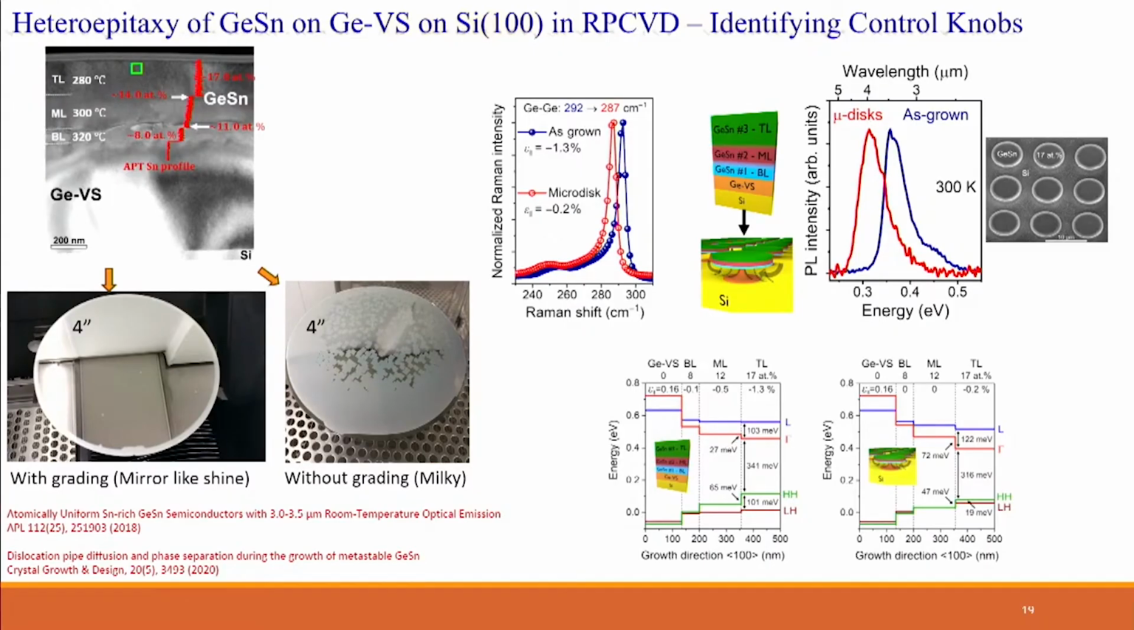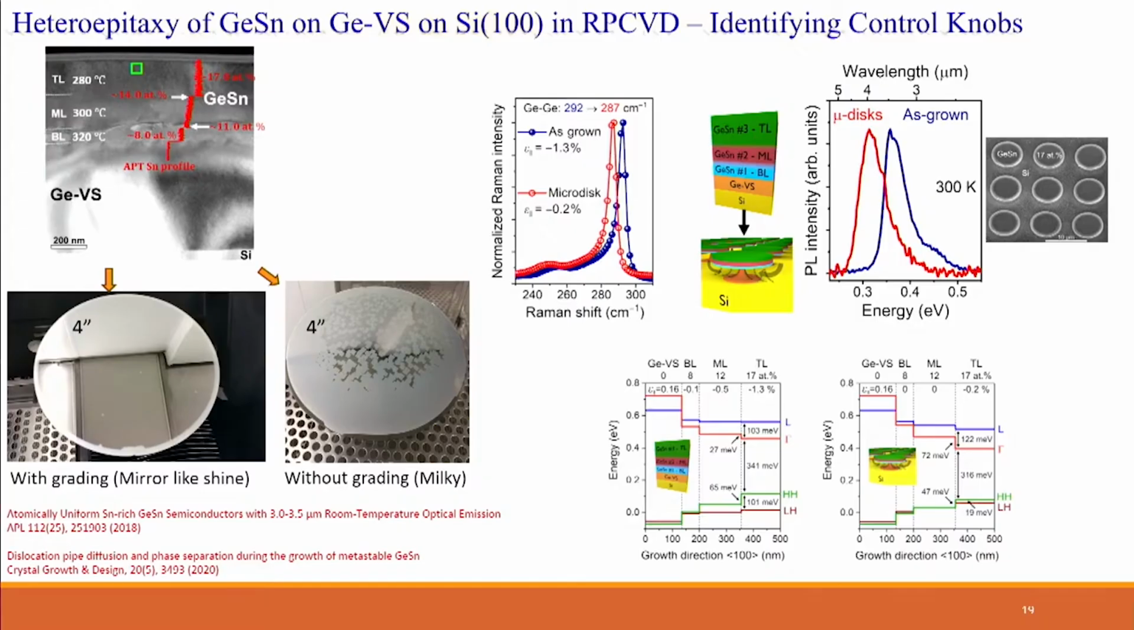If you try to grow a 17% layer in one shot, this is what you will end up with. Hazy, milky, things have segregated, and this is not good. So this layer, you see, is emitting at around 3.4, 3.5 microns. And the band gap, we know, is a function not just of composition but also of strain. There is some residual strain in this top layer.